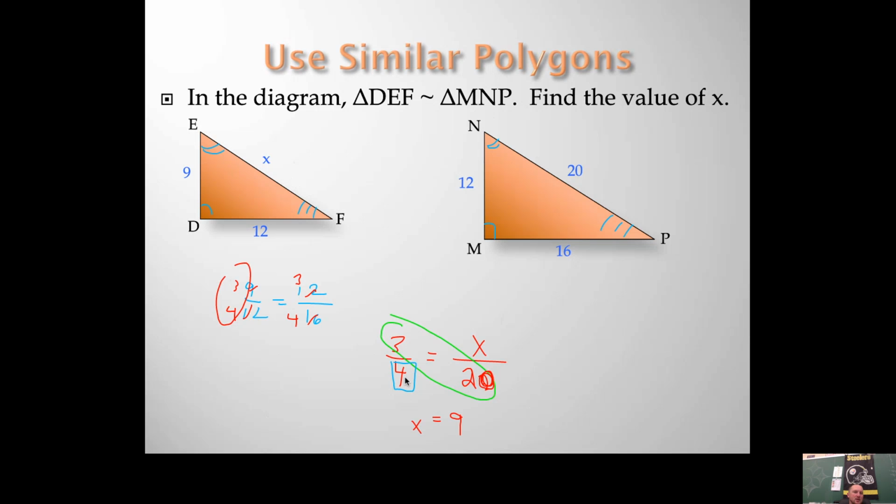Okay, 3 times 20 is 60. 60 divided by 4 is what you're looking for. It's 15.